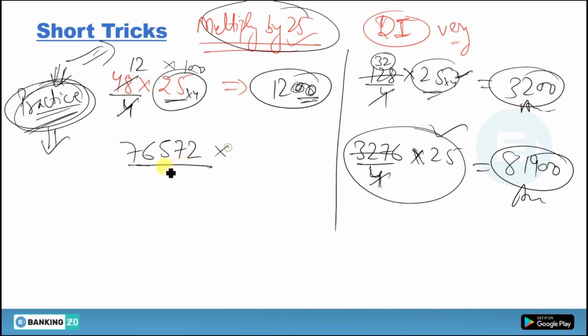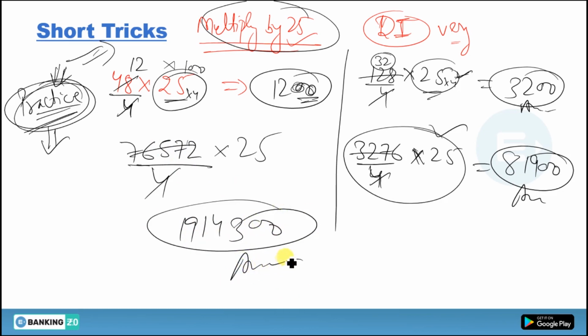If you have to multiply 76572 by 25, what are you getting? Just divide this by 4. You get 19, then 14 4s are 56, then 3. So 1914300 is the answer. I hope this concept is clear to you. Now some of you may ask the question: sir, all these numbers were even numbers, and moreover all these numbers were divisible by 4.